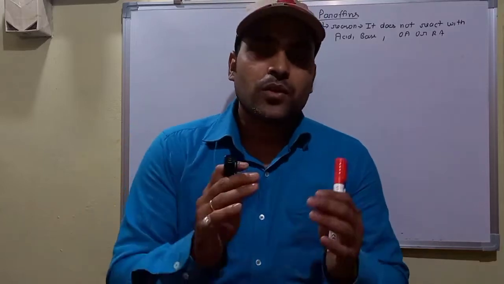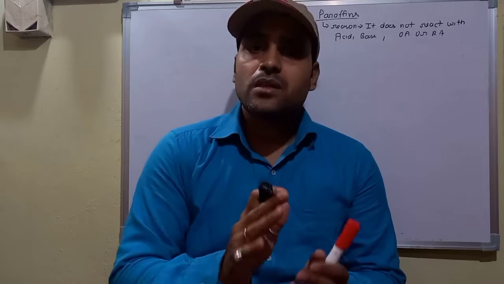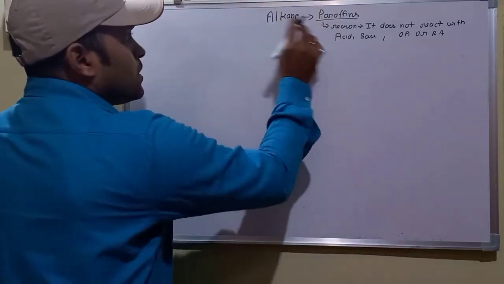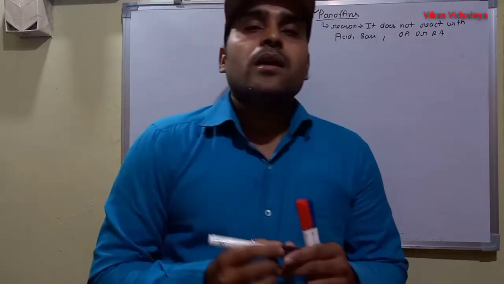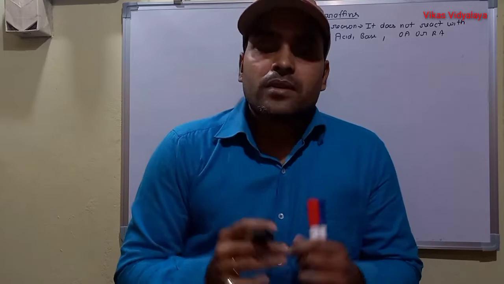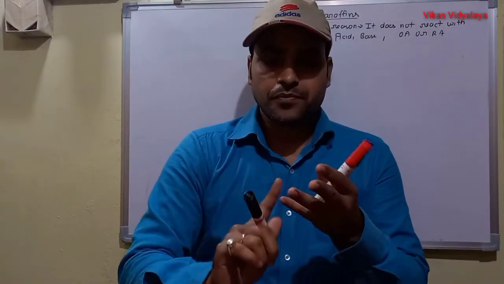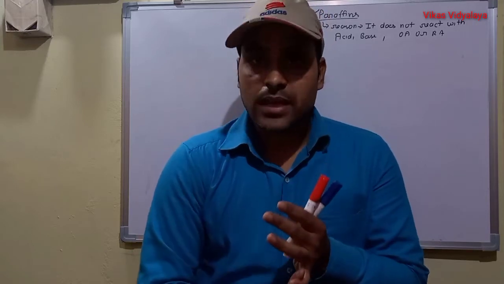Hello everyone. Today we will learn a topic named alkane, alkene and alkyne, which comes under the group hydrocarbon. So first we will learn alkane. It is also called paraffins. Why is it called paraffin? Because it does not react with acid, base, oxidizing agent and reducing agent.